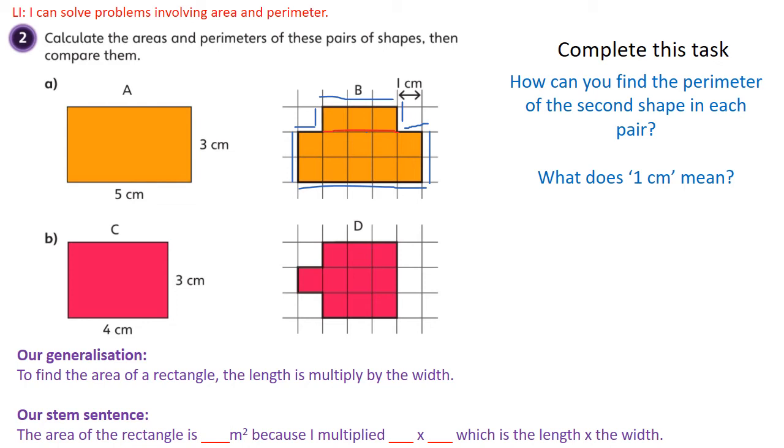On B, you're going to do the same. So C, you've got all the information there you need. D, you need to split it into 2 squares.